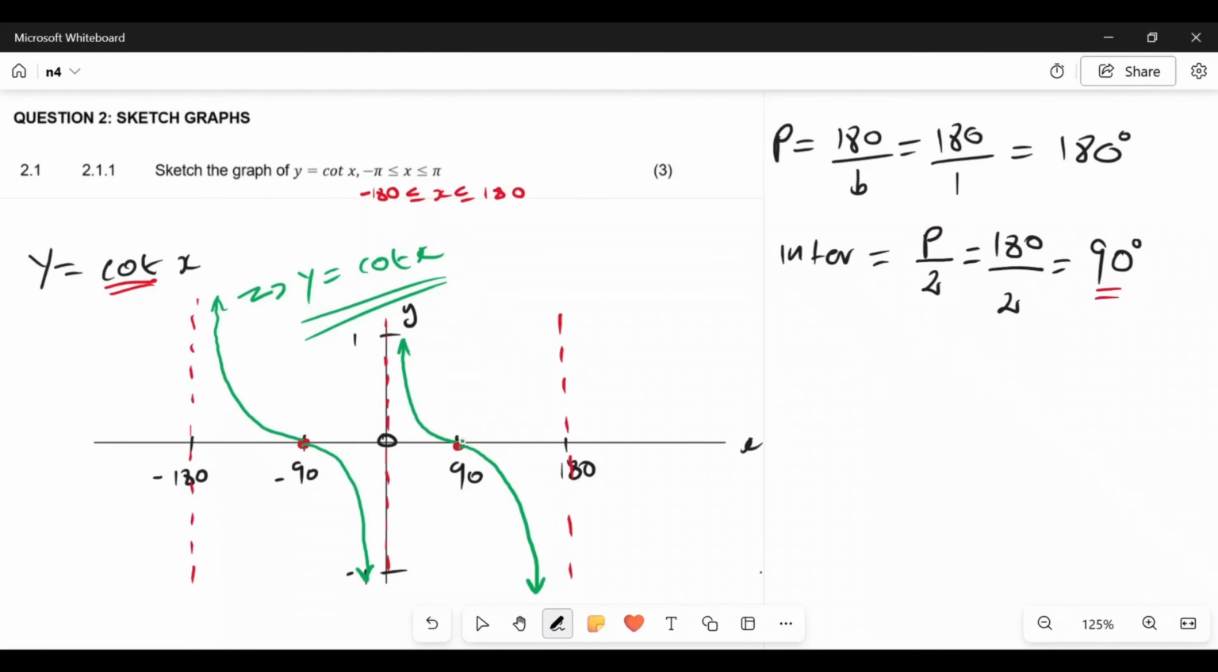I haven't made videos on how to draw these trigonometric graphs, but when I have time, I will do videos on them. But this is basically how you draw this cot graph here.